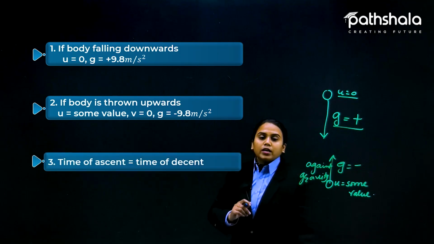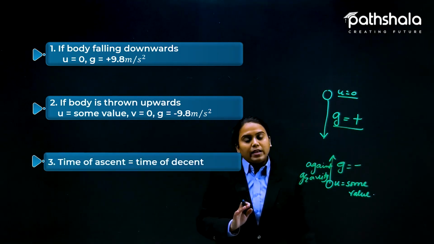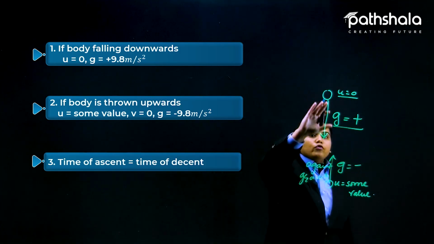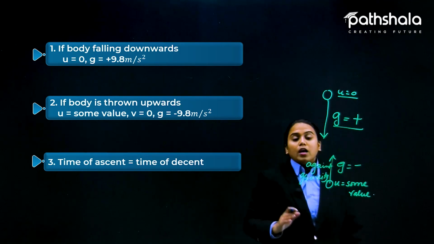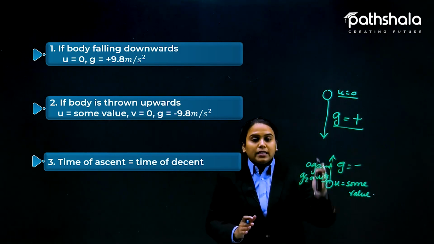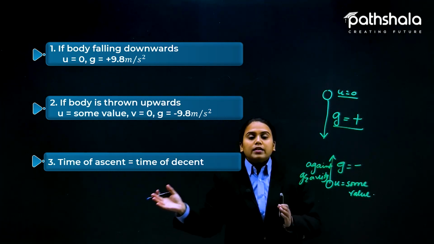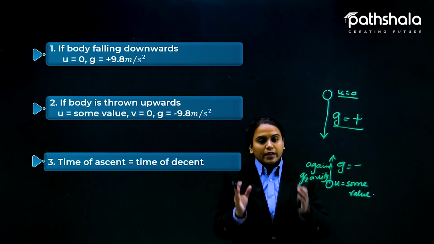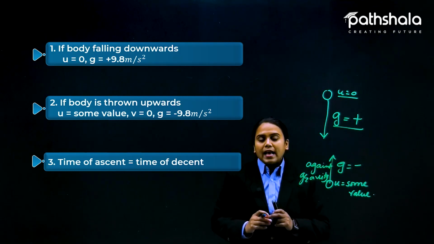Now the third thing is that time of ascent is equal to time of descent. If a ball is moving downward and it is moving upward, the time taken by these two will be equal. We will not consider any positive or negative term here, but the time for these two cases would be taken as equal.